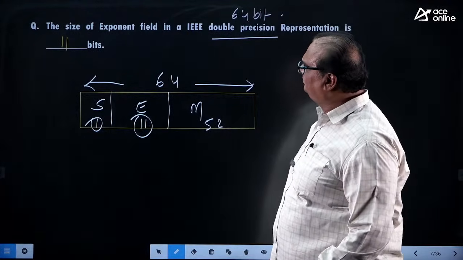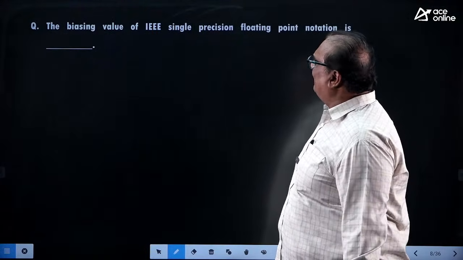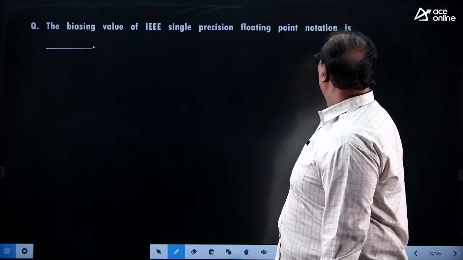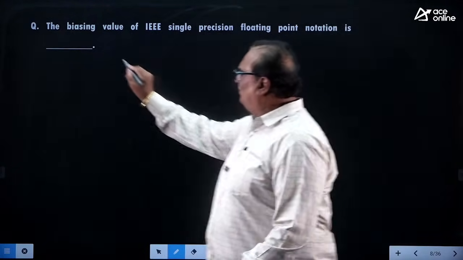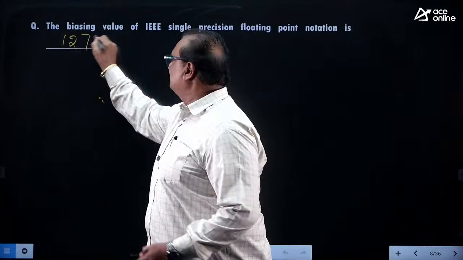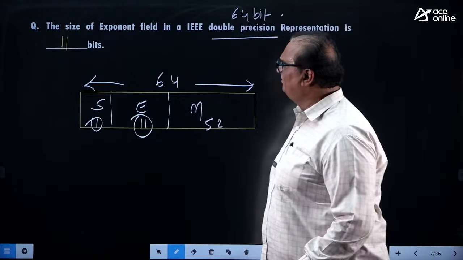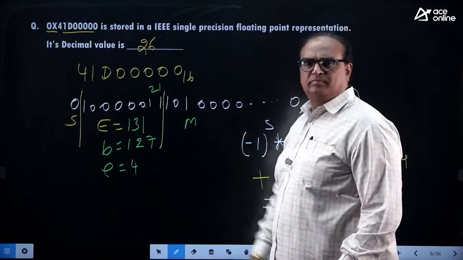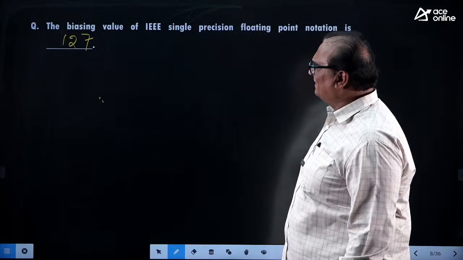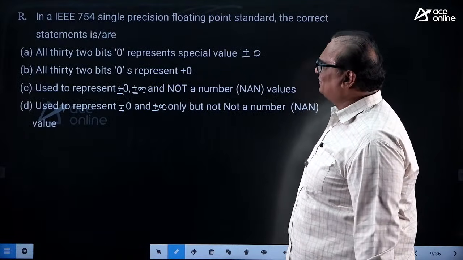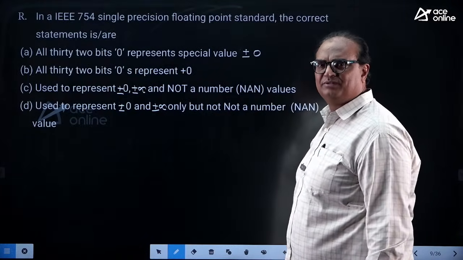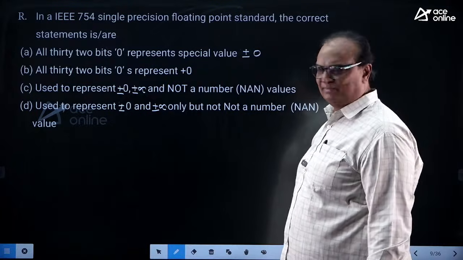Next. The biasing value of IEEE single precision floating point notation is 127. We already discussed the same thing in the first question solution. It is your responsibility to remember this. Next question, come here. All these belong to computer arithmetic.